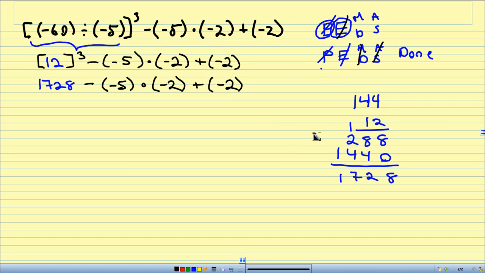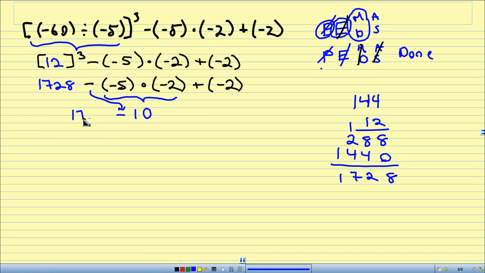So I don't have any more exponents, so I'm done with that. Next thing I do is multiplication or division from left to right. First one I see from left to right, so I'm going to scan: 1728 minus negative 5 times, ooh, there I go, multiplication, right there. So I'm going to do negative 5 times negative 2. Well, that will end up being positive 10. Now understand, I just have the negative 5 times negative 2. That's positive 10. This little negative is going to come out there because that's not part of my multiplication. So I have my negative.